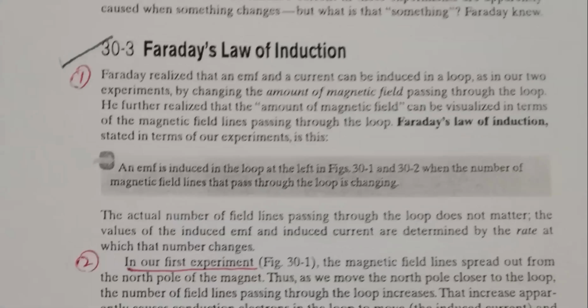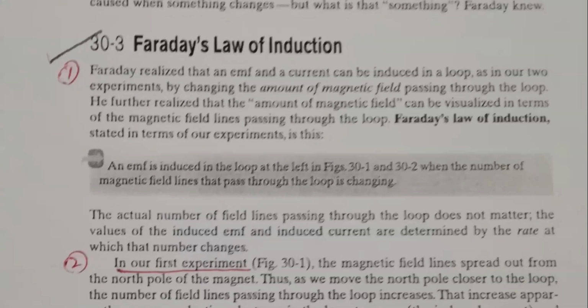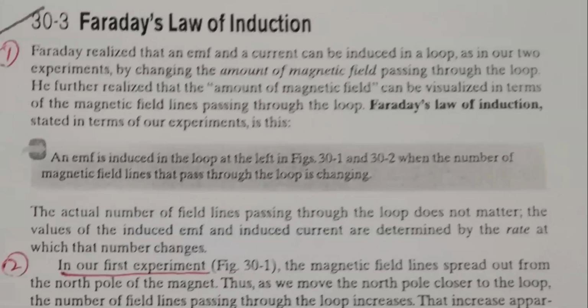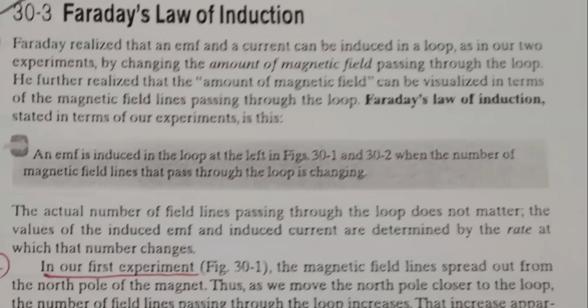Okay, so the value of the magnetic field depends upon the value of current produced, how much it is changed and at what rate it is changed. So Faraday's law of induction, stated in terms of our experiments, says that an EMF is induced in the loop at the left in figures 30.1 and 30.2 when the number of magnetic field lines passing through the loop is changing.